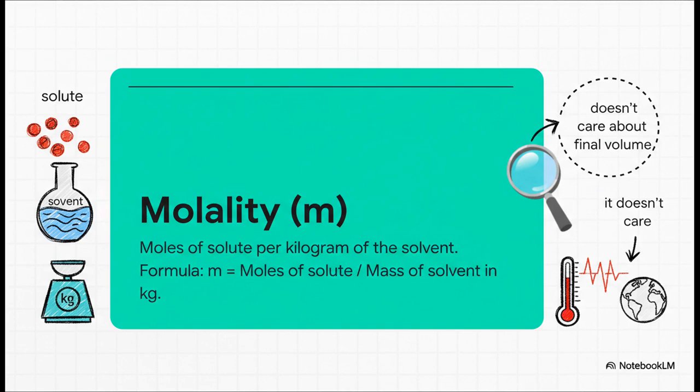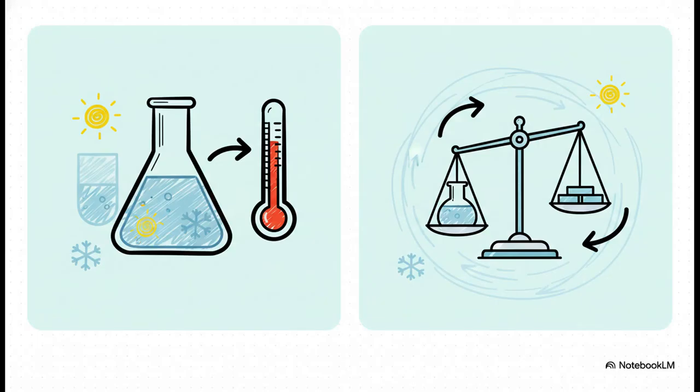And now, let's talk about molality with a lowercase m. Now, it looks similar, right? But here is the crucial difference. It's the moles of solute divided by the mass of the solvent only, and it's in kilograms. See? It doesn't care about the final volume at all, just the mass of the liquid you dissolved your stuff in. So why on earth do we need both of these?